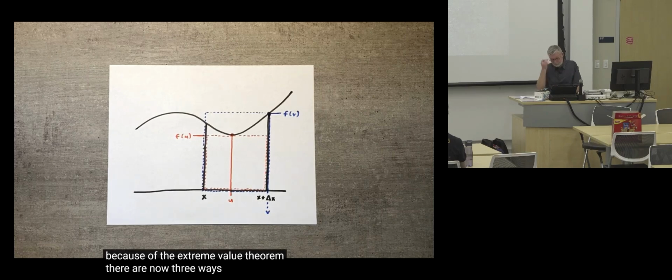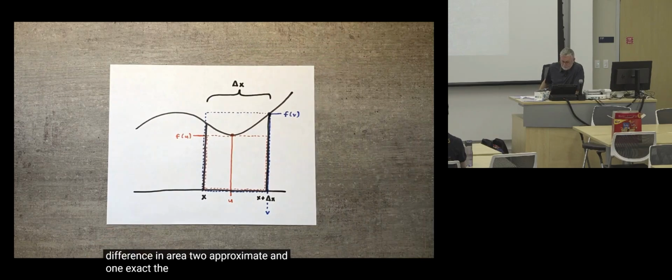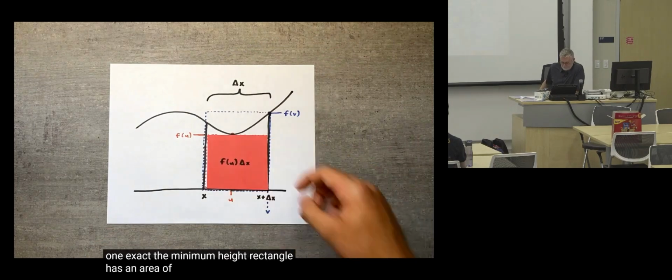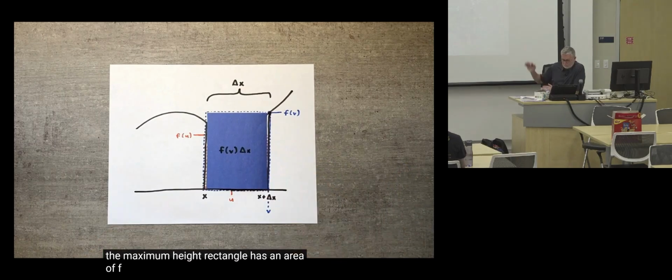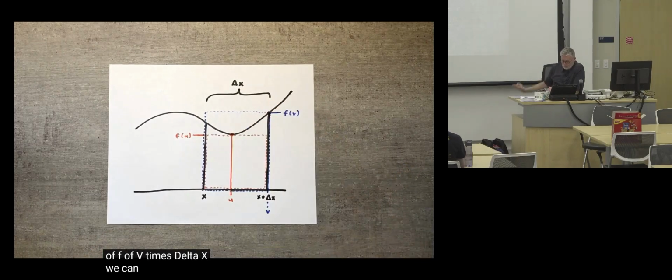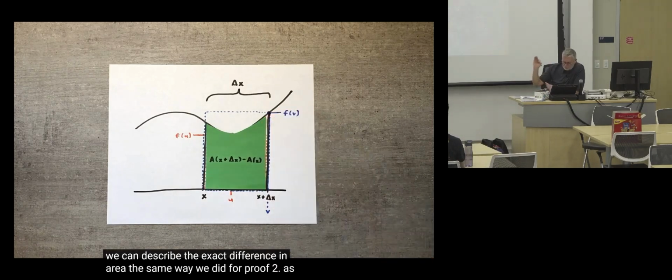There are now 3 ways to describe the difference in area, 2 approximate and 1 exact. The minimum height rectangle has an area of f of u times delta x, and the maximum height rectangle has an area of f of v times delta x. Lower Riemann sum, upper Riemann sum. We can describe the exact difference in area the same way we did for proof 2. What we're trying to actually compute: A of x plus delta x minus A of x.